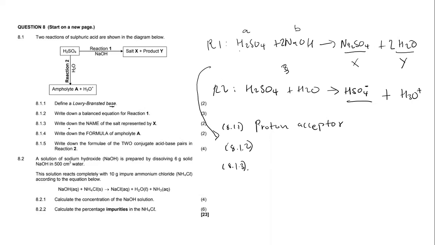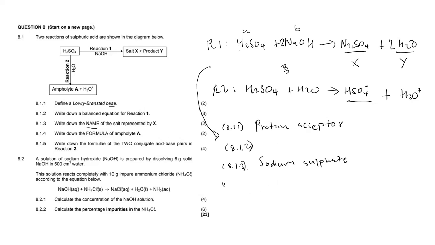8.1.3. It says to us, write down the name of the salt presented by X. The name, listen, not the formula, the name. What is the name of this salt presented by X? It is sodium sulfate, okay? We have sodium sulfate. That will be our salt presented by X.